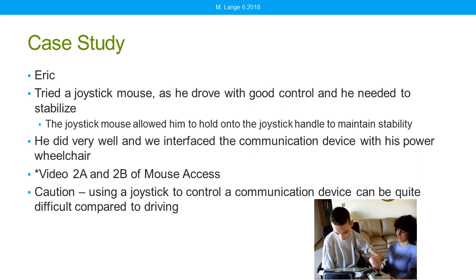When Eric attempted to access his communication device directly, and he would reach out and touch a location, his tone would pull him back. It was taking a lot of movement. But if he could grab onto something and stabilize, it kept him in one spot. It reduced the amount of movement required, and that increased his efficiency. By using the joystick mouse, he could hang on to that joystick handle, and that allowed him to stabilize by pulling against that handle.